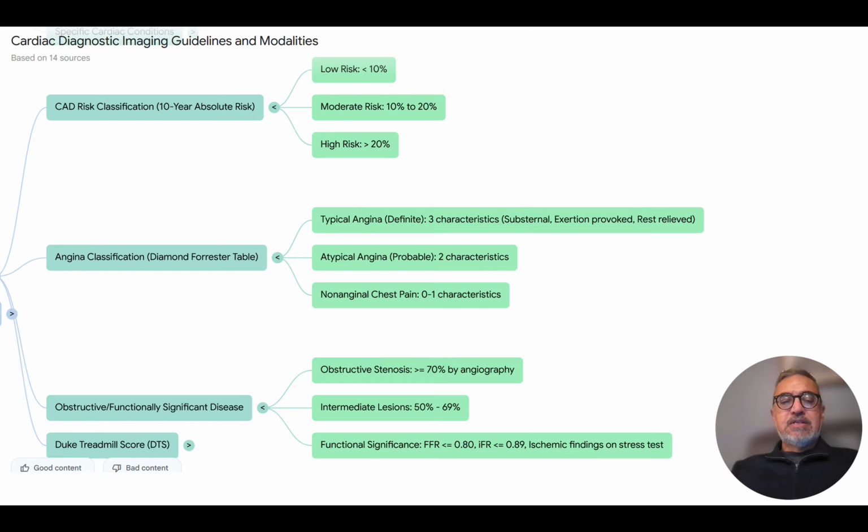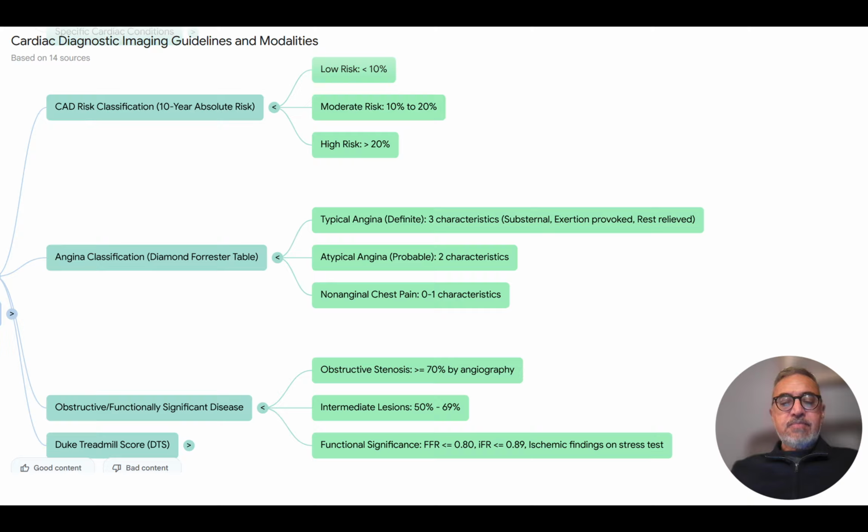The Diamond Forrester table has 3 characteristics. You look at substernal chest pain, exertion-provoked symptoms, rest-relieved symptoms. If all 3 are present, this is typical angina. If 2 are present, it's atypical angina. If 0 to 1 characteristics, it's non-anginal chest pain. There are several other such mechanisms.